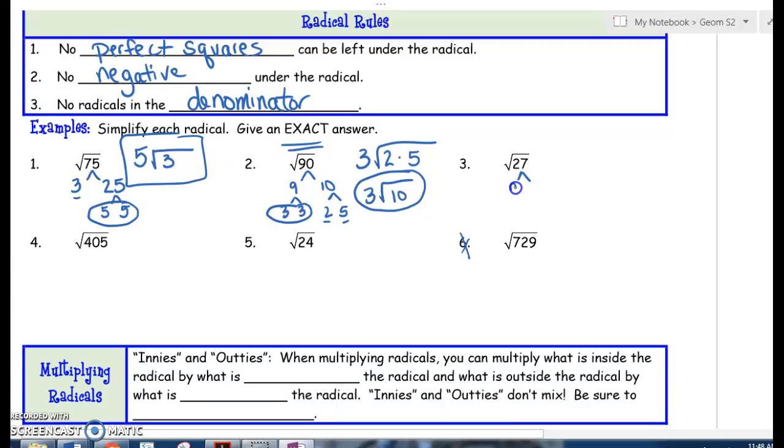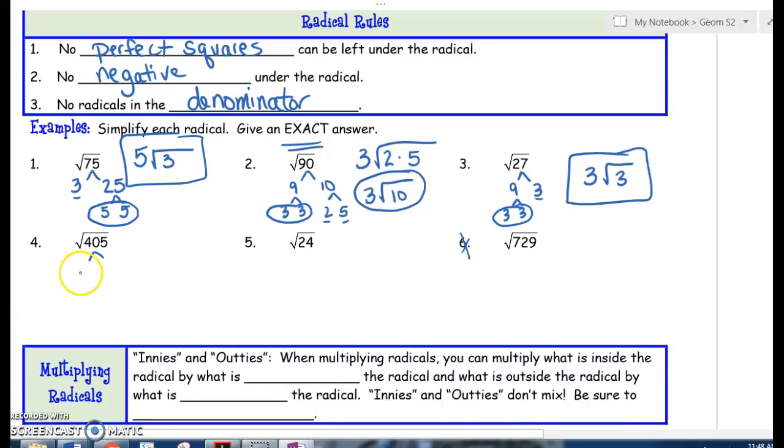Square root of 27, same idea. 9 times 3 is 27. 9 breaks down to 3 times 3. You have a pair of 3's and a leftover 3. The pairs go on the outside. The leftover stays under. And so you get 3 root 3 for your answer.